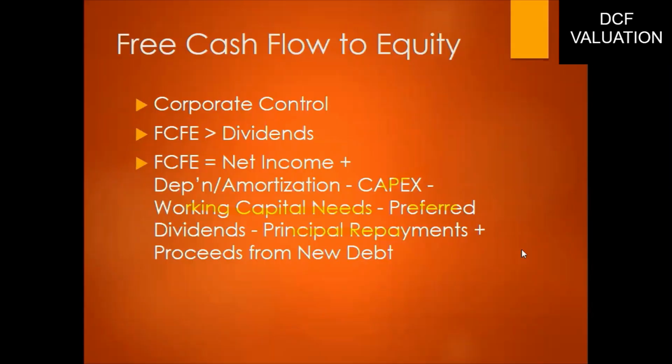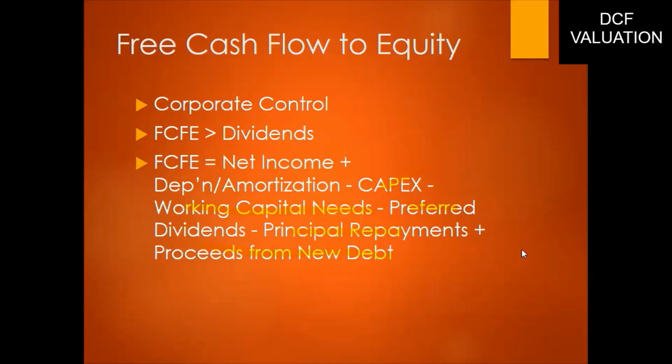That is not free because the company should stick to the principal repayment plan. They cannot defer that. That is not free from the point of view of the common stockholder. That should go to the creditor. But what is available to the stockholder would be proceeds from new debt. That's why we add plus new debt.